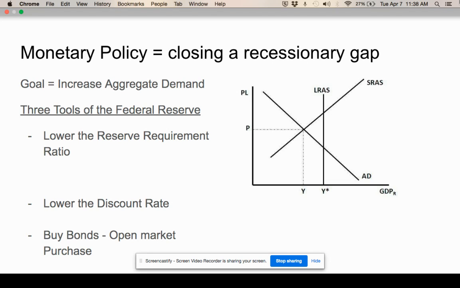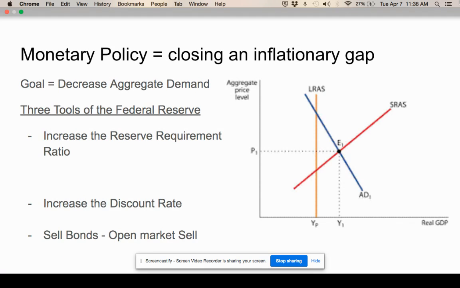They could also lower the discount rate. If commercial banks pay less to borrow from the Fed, they'll charge us less, and we'll get our hands on money more easily. Aggregate demand will shift to the right. Or if they buy bonds, big money, there's more money in the economy. It's easier to get your hands on it, so we'll spend more of it. Aggregate demand shifts to the right.